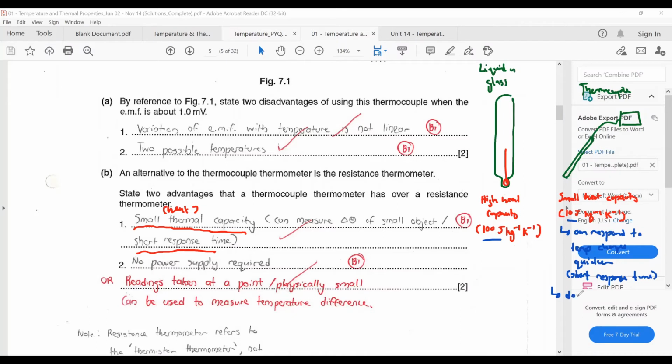It does not affect the temperature of the object measured. Okay. An object with smaller heat capacity generally will not affect the temperature of the object measured. What do we mean by that?